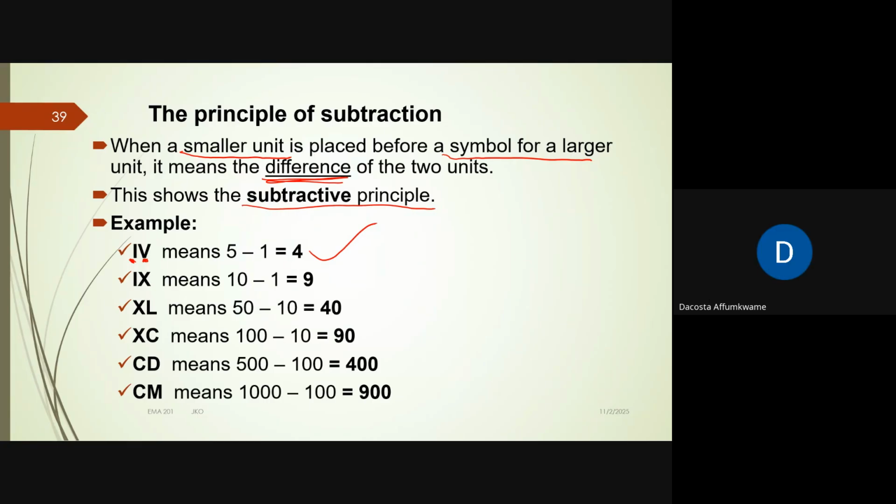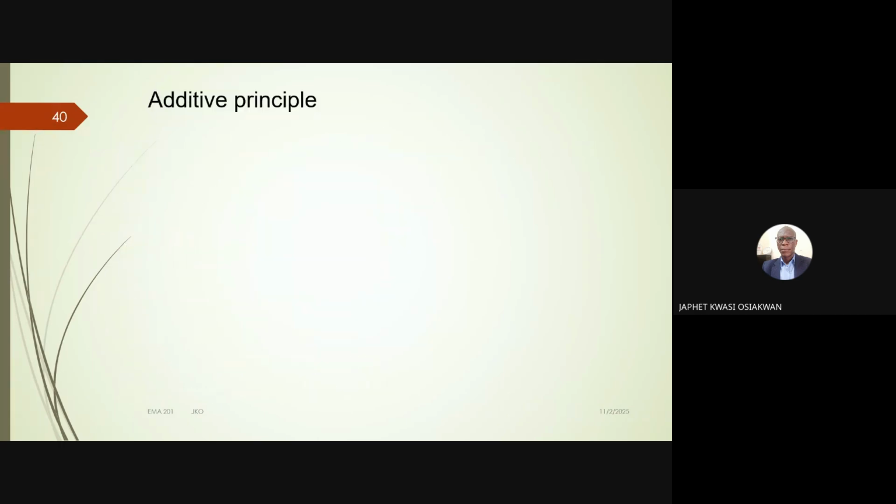Any question? No question? Okay. Try to understand the system. Okay. Then let's go to the additive principle.